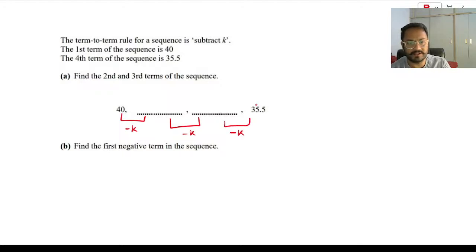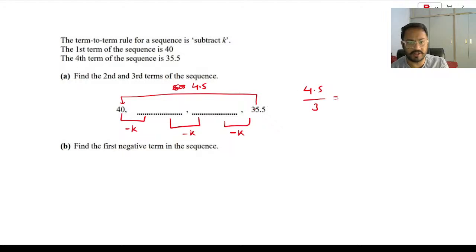Right? So basically the difference between these two terms will be 40 minus 35.5. The difference will be 4.5. Now, the difference is 4.5 between the first term and the fourth term. So, because the gap is of 3, minus k, minus k, minus k, we'll divide this by 3.